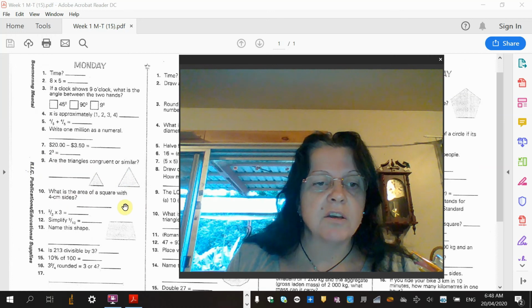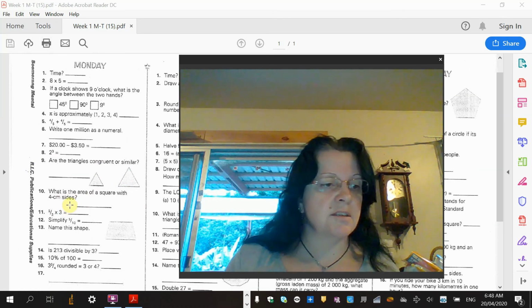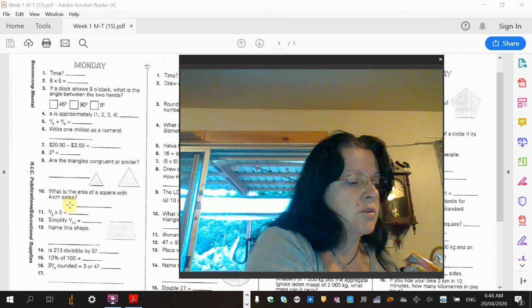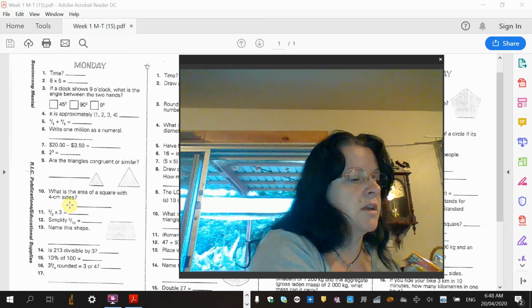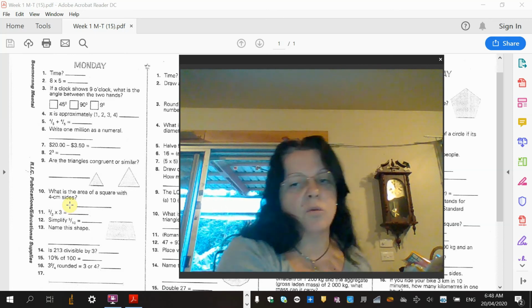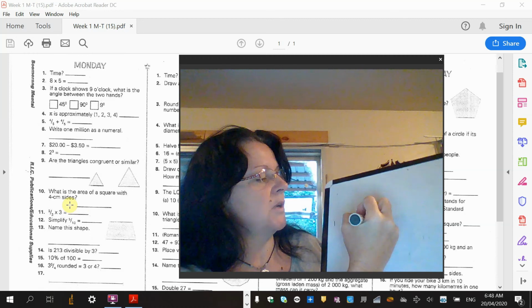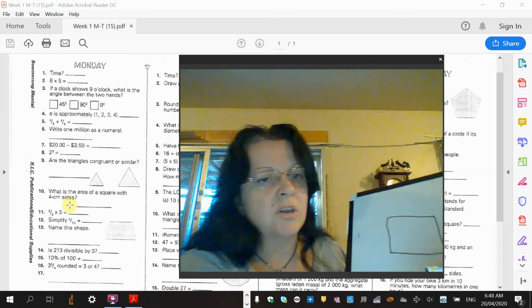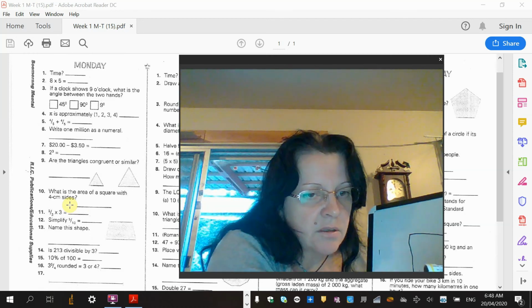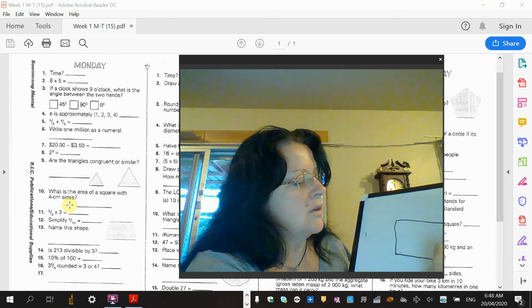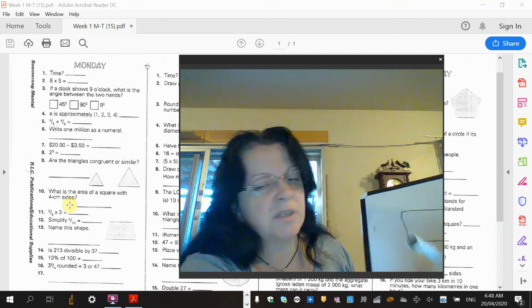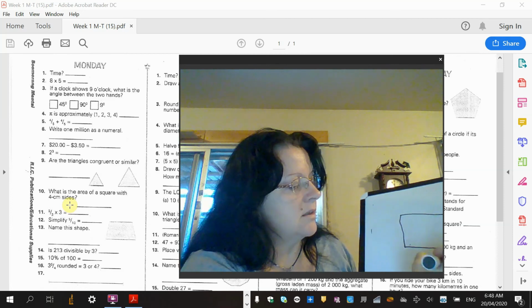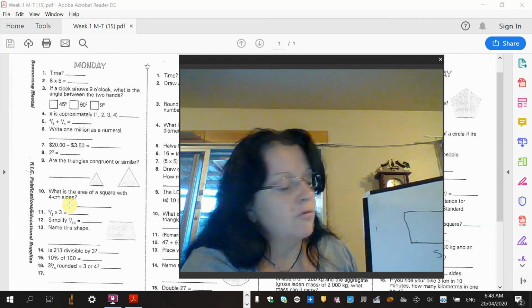What is the area of a square with 4 centimetre sides? Area is very easy. Where we did perimeter, which is the outside running around the outside, with area we're talking about inside. So if we had to carpet that area or clean that area even. So the area was 4 centimetres, so that means that every single side is 4 centimetres. So area is side by side. That's the rule for it.